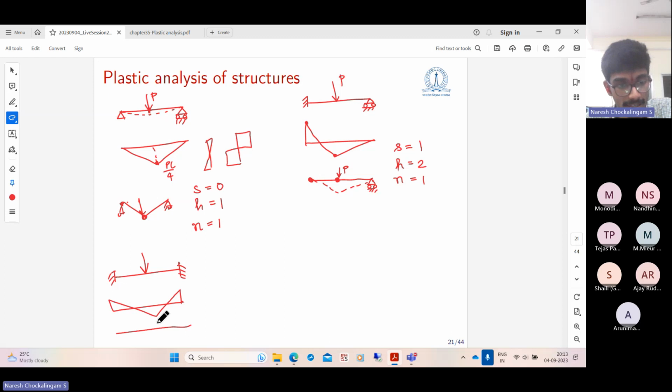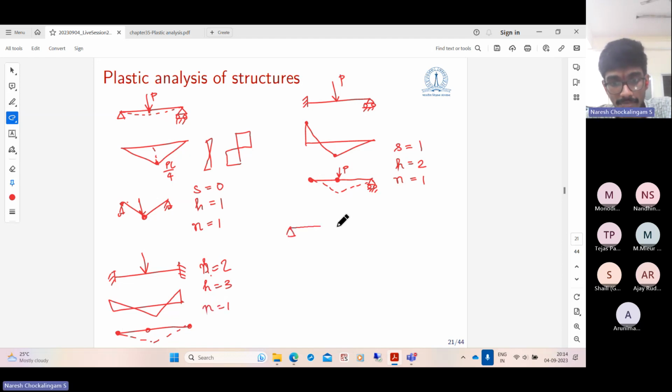It can form hinges here, here, and here. And what is the static indeterminacy? Ignore the horizontal forces. So the degree of static indeterminacy is 2. The number of plastic hinges is 3. And the number of mechanisms is only 1. So this is the only mechanism.